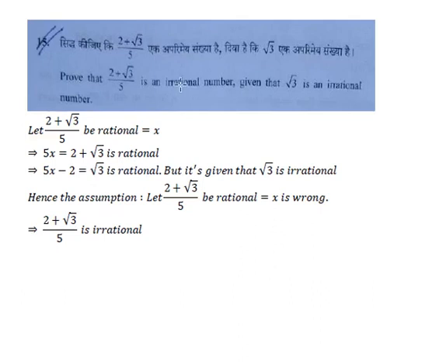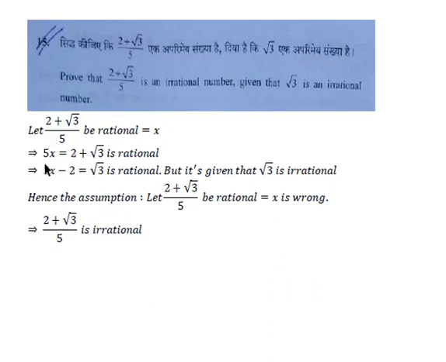In this question, we have to prove that 2 plus square root 3 by 5 is an irrational number, given that square root of 3 is an irrational number. So first we go against this hypothesis and we assume that 2 plus square root 3 by 5 is rational. We take 5 to the right side. 5 is a rational number, so 2 plus root 3 will still be rational.